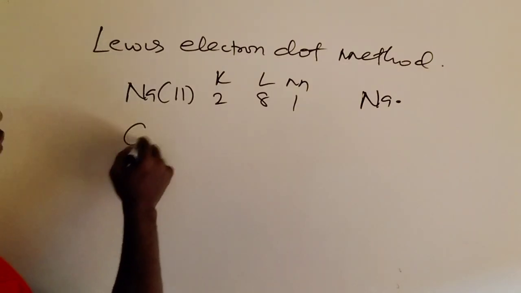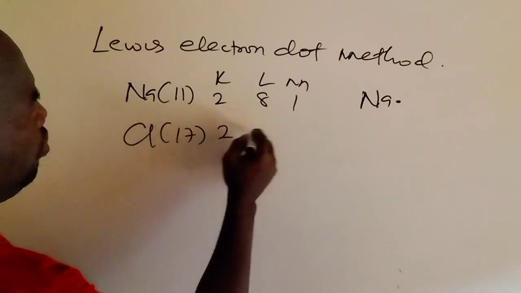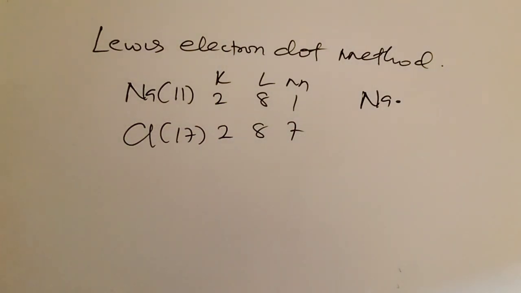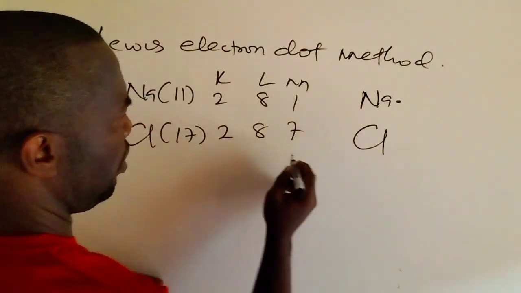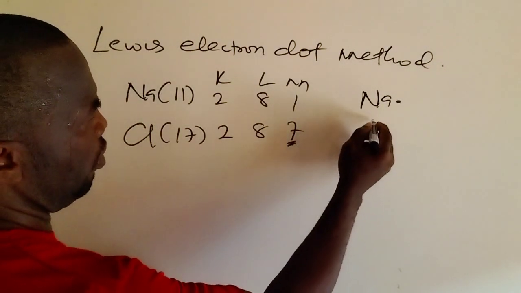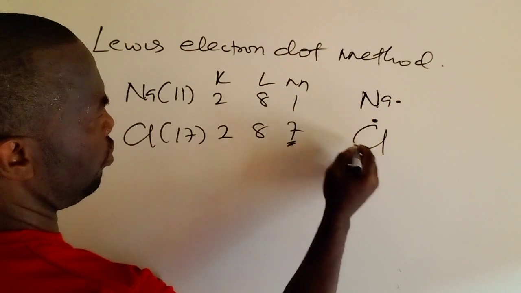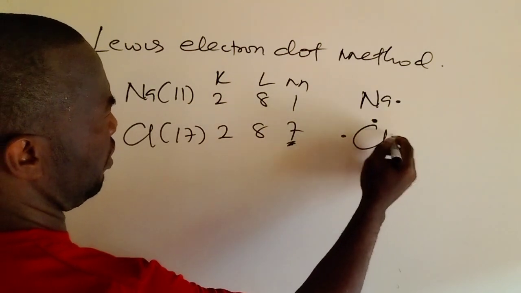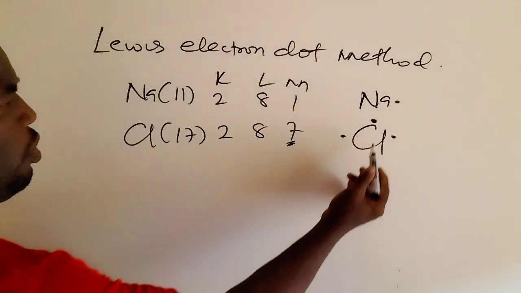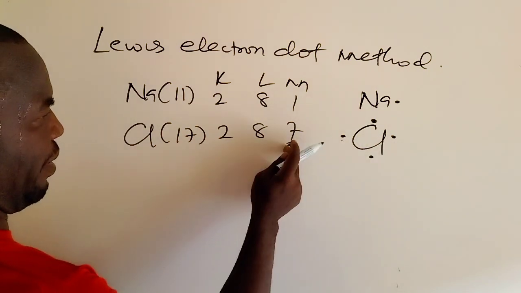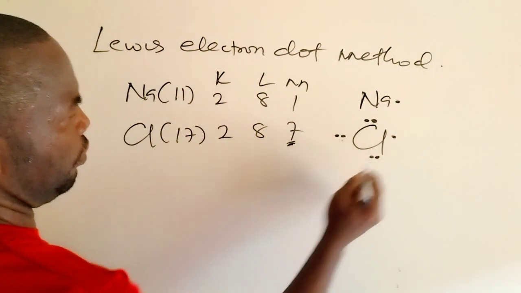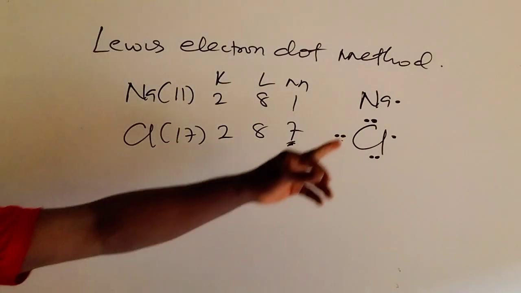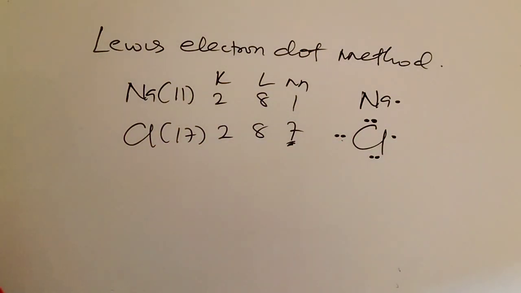If I use chlorine, for instance, 2, 8, 7, I want to show the Lewis electron structure of chlorine. I'll write chlorine, and the electrons in the outer shell: 1, 2, 3, 4 along the four cardinal points. Then for the remaining 3, I'll start pairing: 5, 6, 7. So I have 3 paired electrons and 1 unpaired. So this is the Lewis structure of the chlorine atom.